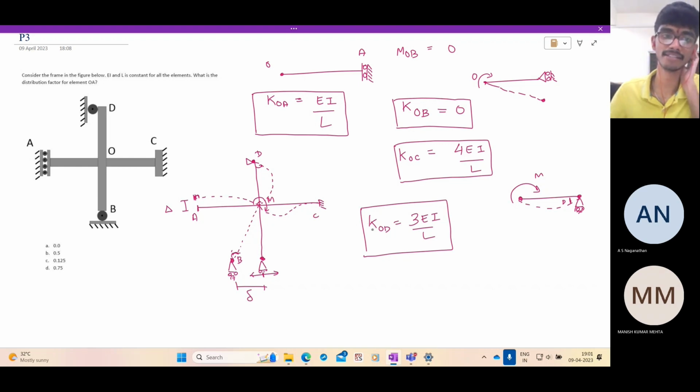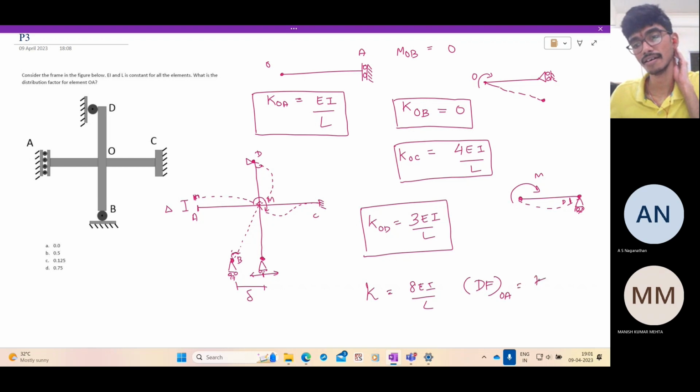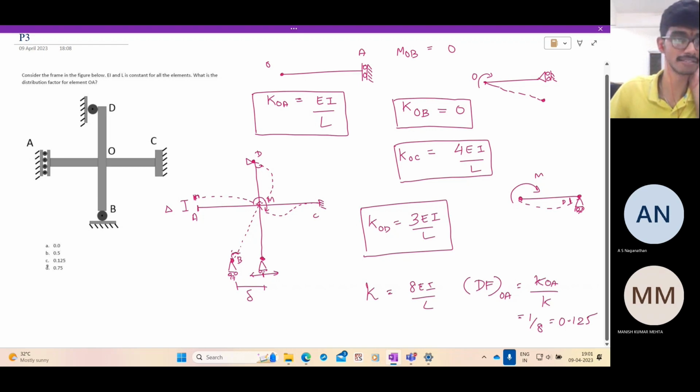Now, what are they asking? The distribution factor for the element OA. So what is the total stiffness? The joint stiffness K is 1 plus 0 plus 4 plus 3, which is 8 EI by L. And they're asking what is the distribution factor for element OA. So distribution factor for OA is KOA by K. KOA is EI by L, this 8 EI by L, so it is 1 by 8. The correct answer is option C. Go to the next question.